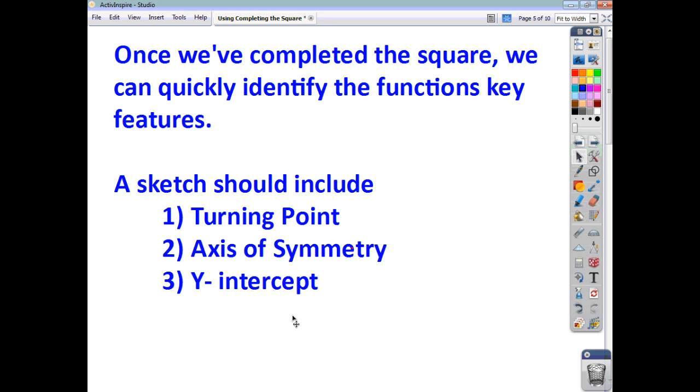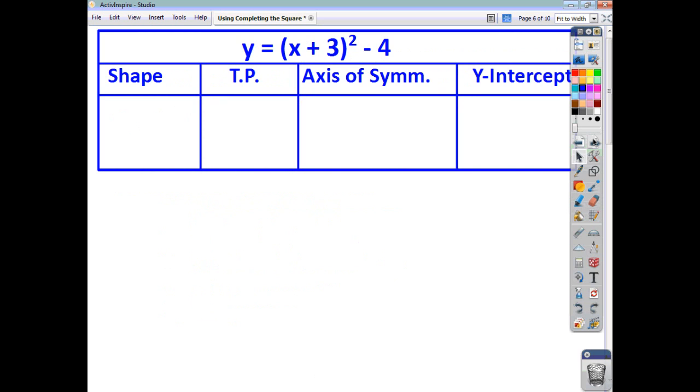You also want to include maybe the y-intercept. The y-intercept will occur when x is 0, and you've also got to think about the shape. Remember, if x squared is positive, it's going to be u-shaped. If x squared is negative, it's going to be n-shaped. So let's look at this quadratic function here, and see if we can pick out these key features and then do a quick sketch. Our shape, first of all: when I multiply this out, x squared is positive, so we're talking about a u-shaped parabola. The turning point is going to be negative 3, negative 4.